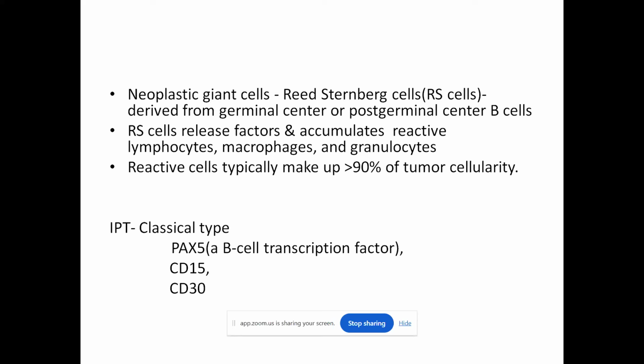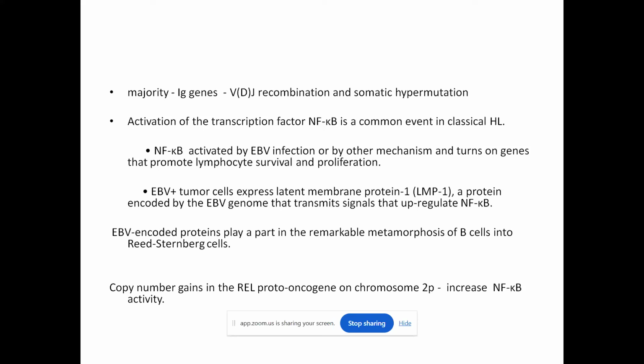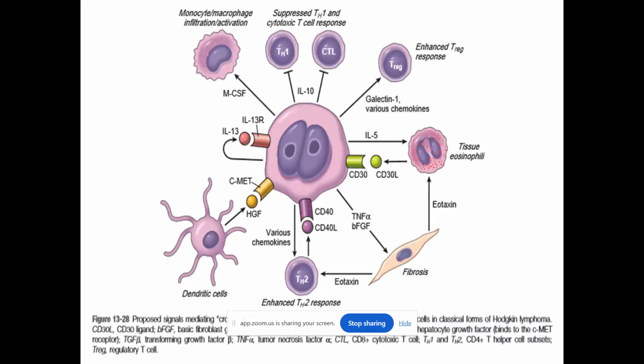What about the immunophenotyping of the classical subtype? The PAX5, CD15, CD30 markers are useful to identify the classical subtype of Hodgkin's lymphoma. So what is the genetic abnormality producing the Hodgkin's lymphoma? The NF-kappa B is needed for the proliferation of lymphoma. Here the activation of NF-kappa B is by EBV infection and the rel proto-oncogene, which increase the NF-kappa B activity and produce the neoplasm.